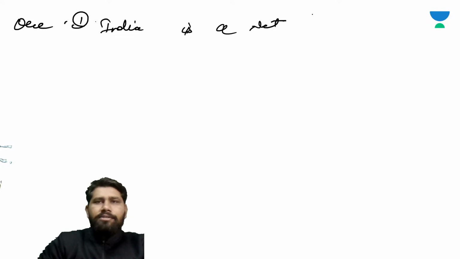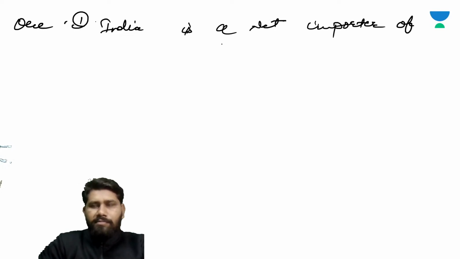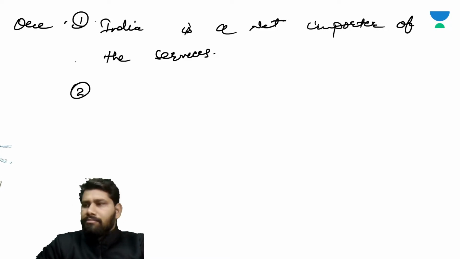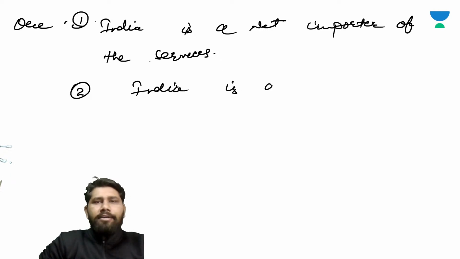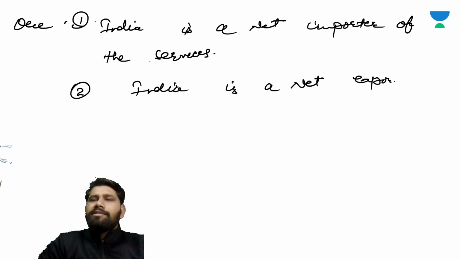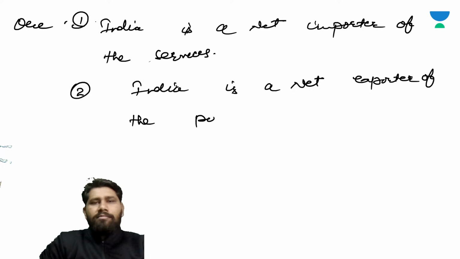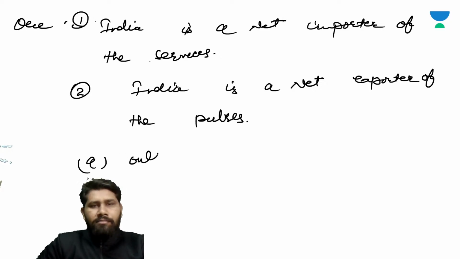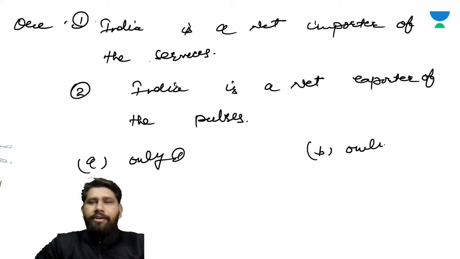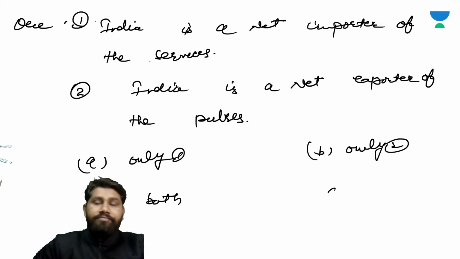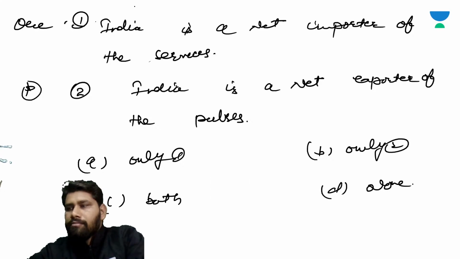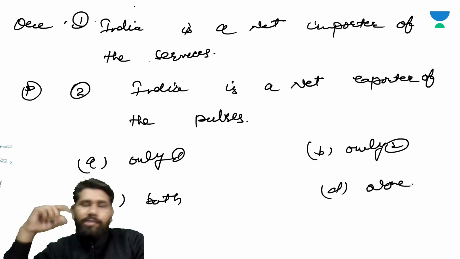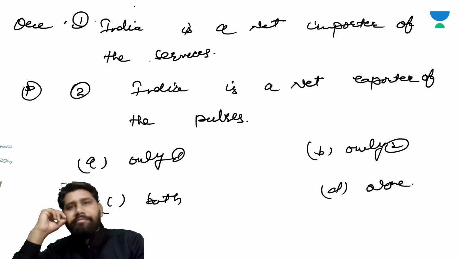India is a net importer of the services. India is a net exporter of the pulses. Only one, only two, both, and none. Mark a star on this question, extremely important. India is a net importer of the services, India is a net exporter of the services. So, which of the given statements is correct in this regard? Extremely important.